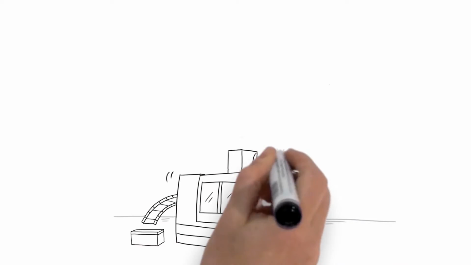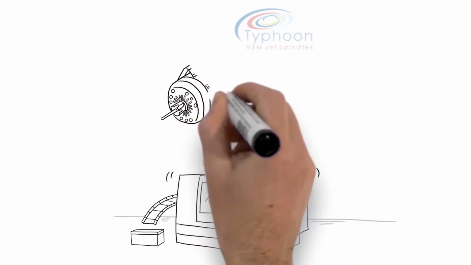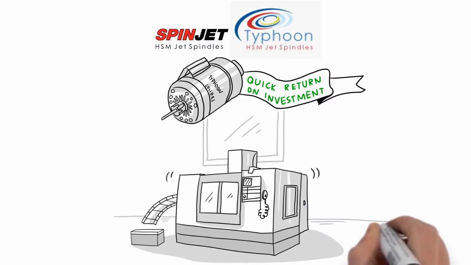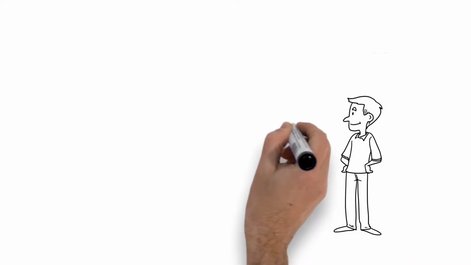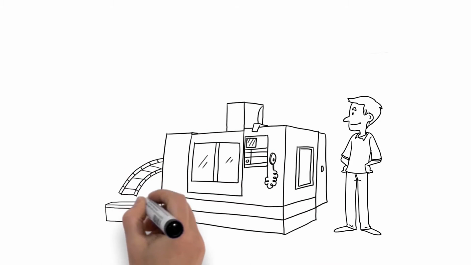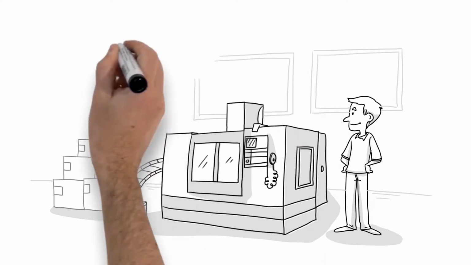Upgrade the original machines by equipping them with the Typhoon high-speed jet spindle developed by Colibri, a world leader in high-speed spindle technology. Using the Typhoon allowed Dan to shorten machining time and increase capacity and productivity in his own shop with the machines he already has.